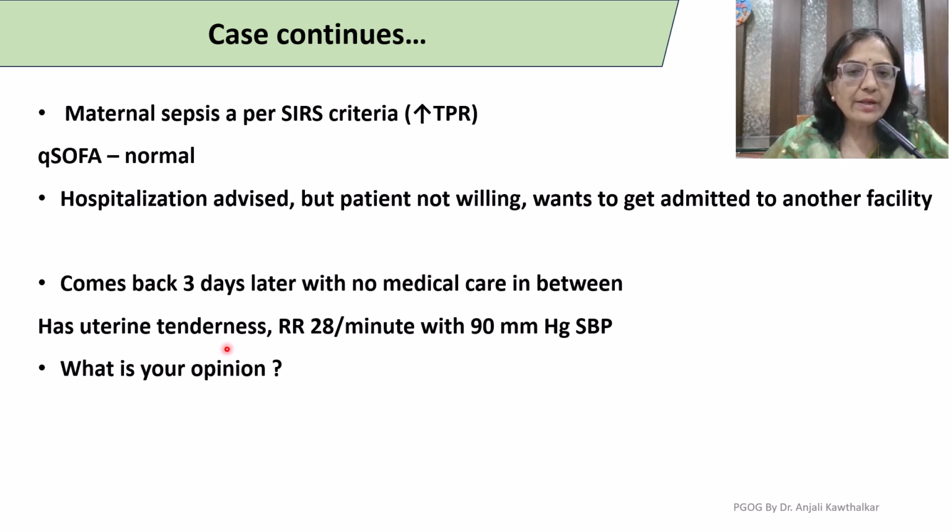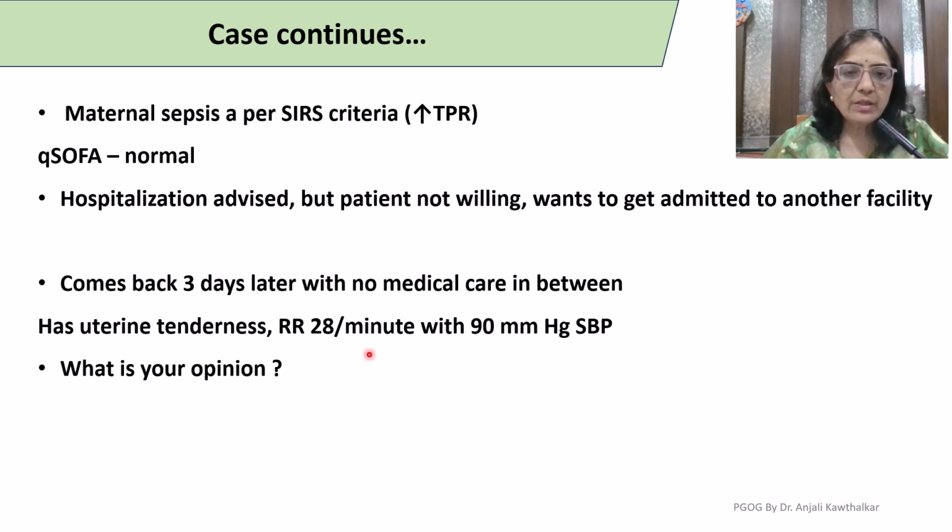Now she has uterine tenderness because her rupture of membranes duration is now increasing so fast. 3 days for the initial 2 days, and now another 3 days. She has uterine tenderness. That means chorioamnionitis is taking place. Respiratory rate has increased to 28 with a fall in blood pressure. Systolic blood pressure only 90 mmHg. So, what is your opinion now?